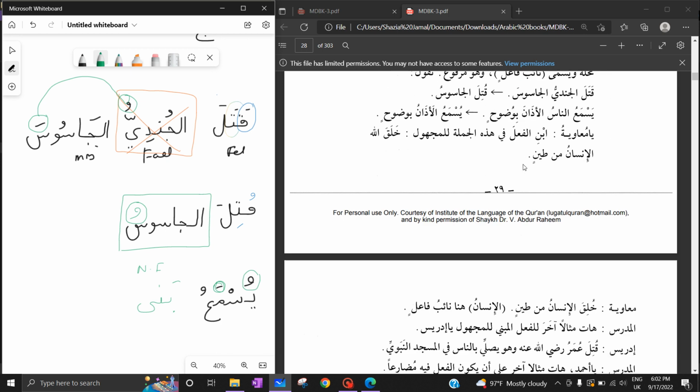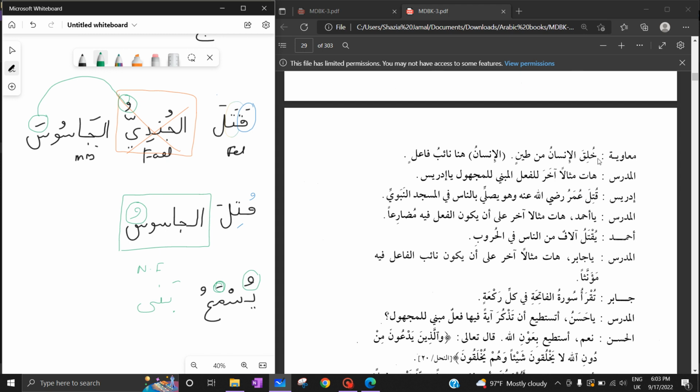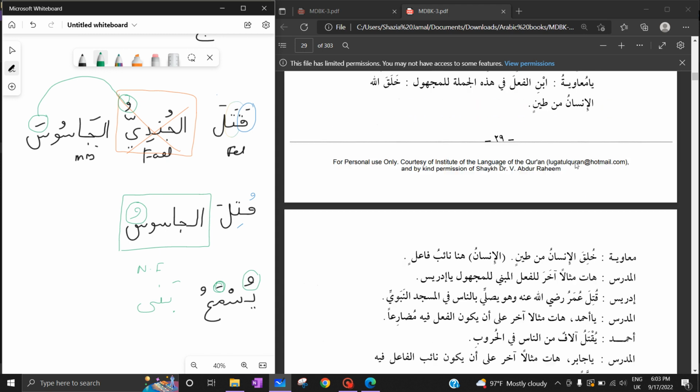Khalaqallahu al-insanu min teen. How did he change it into majhul? Khuliqa al-insanu. You can see here khalaqa becomes khuliqa. Allahu lafzul jalala is deleted. It is in the position of fail, and al-insana here, sorry, it is a printing mistake. It should be a fatha over here. You can cancel and make it as fatha. Now this maful bihi becomes the naibul fail. Khuliqal insanu min teen. Min teen jar majroor is extra. Al insanu huna naibul fail.